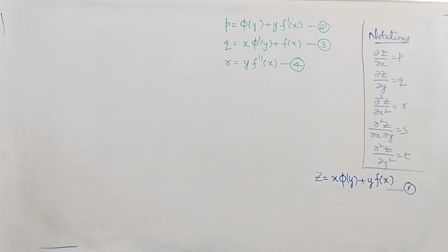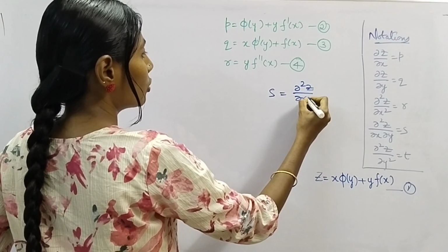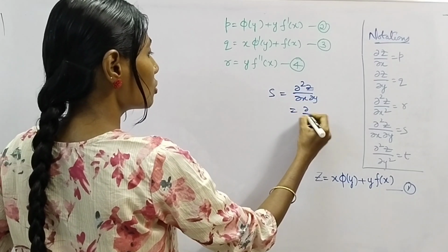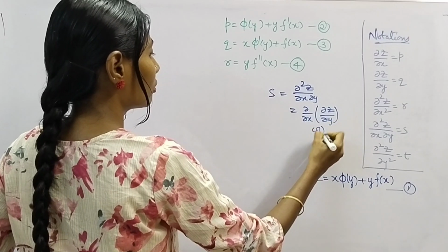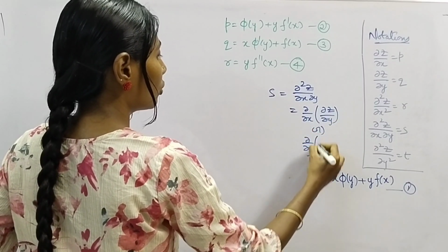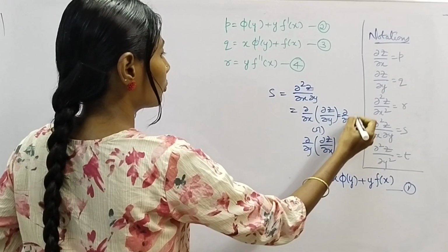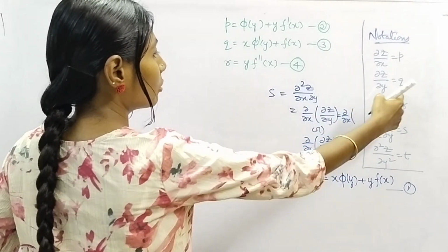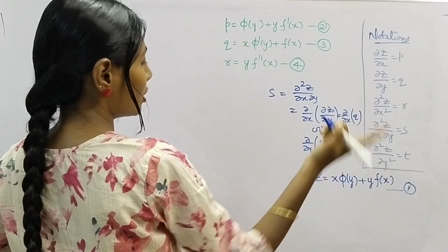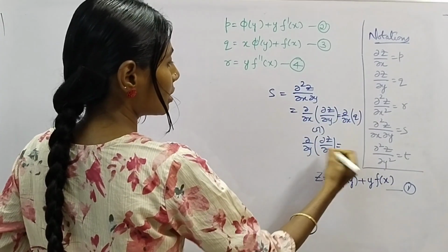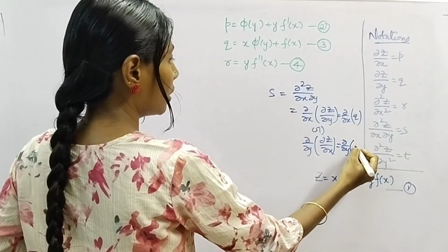Now we need to find s, right? S is nothing but dou square z by dou x dou y. We can write this as dou by dou x of dou z by dou y, or dou by dou y of dou z by dou x. Since we know that dou z by dou y is nothing but q, in order to find s, you can find the partial derivative of q with respect to x. Or this can be written as dou by dou y of dou z by dou x, which is p.